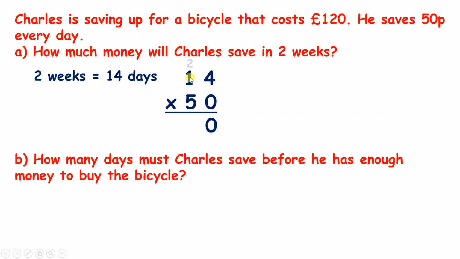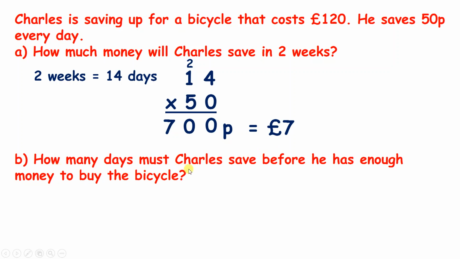Now 4 times 5 is 20, 1 times 5 is 5, plus 2 is 7, so Charles will save 700p in 2 weeks, and we can convert that to pounds by dividing by 100, which means he saves £7 in 2 weeks.